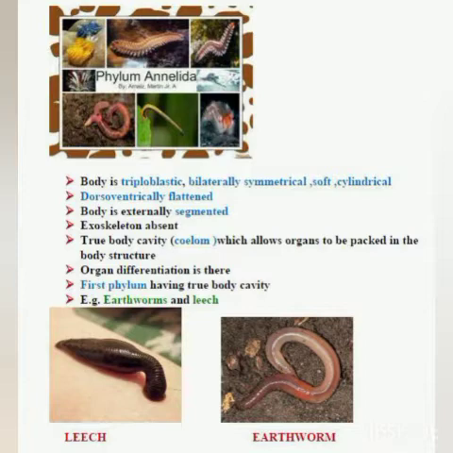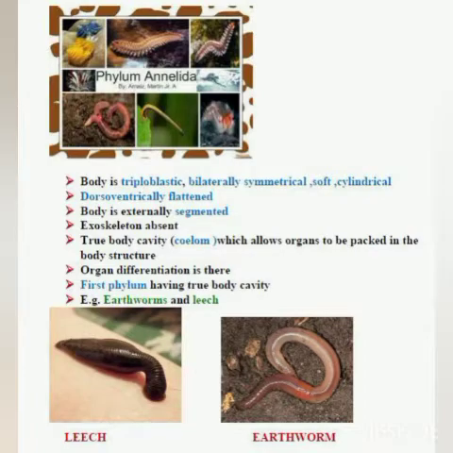And the organisms of phylum Annelida are the first animals having the true coelom. Okay. So it shows that organ differentiation is there. Okay. Now examples are earthworm and leech. You can see the structure.